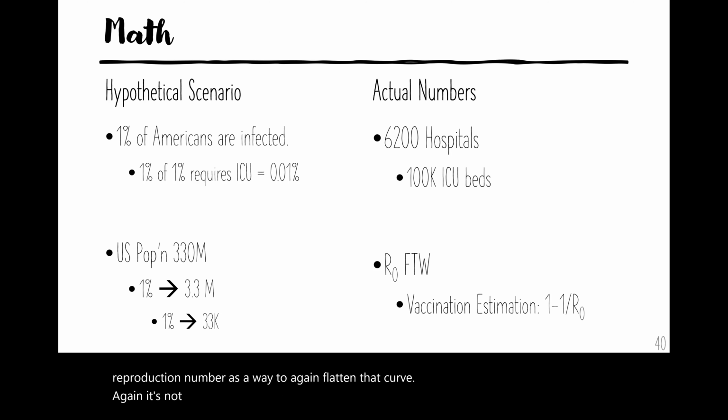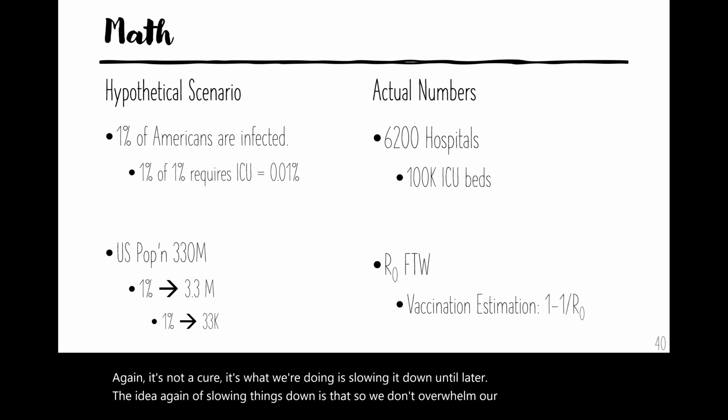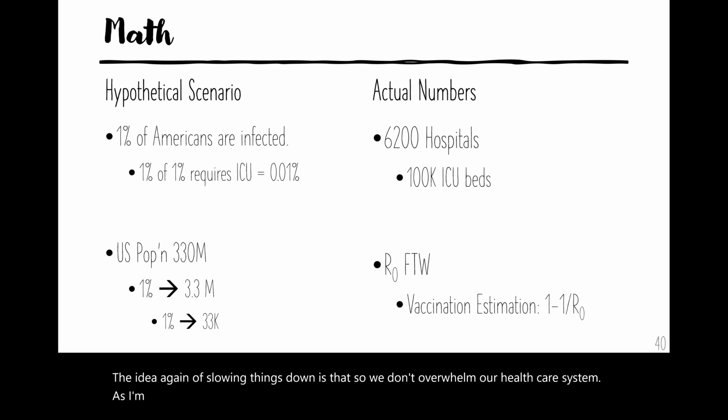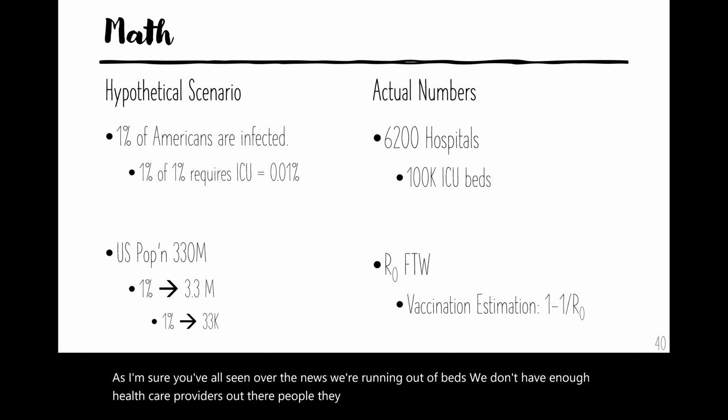What we're doing is slowing it down until later. And the idea, again, of slowing things down is so we don't overwhelm our healthcare system. As I'm sure you've all seen over the news, we're running out of beds. We don't have enough healthcare providers out there. People are getting sick in and of themselves. So being able to access useful healthcare is becoming very limited.